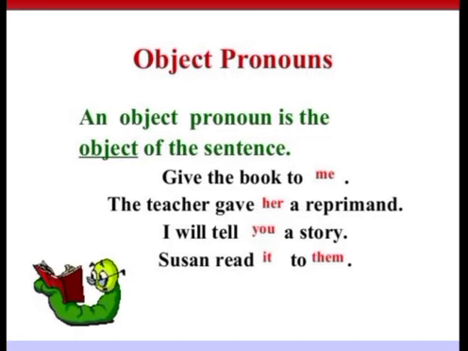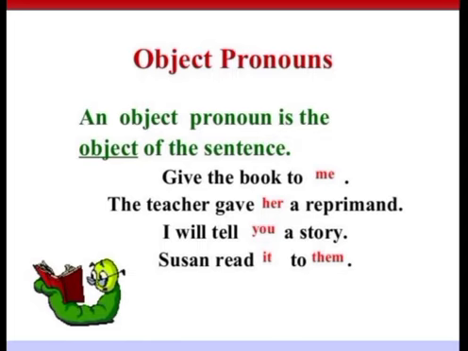"The teacher gave her a reprimand." The teacher is the subject and "gave her a reprimand" is the predicate. So in that, "her" comes in the predicate part. So it is the object pronoun. Now let us see the third sentence. "I will tell you a story." Now in this sentence, you can see there are two pronouns, "I" and "you." But "I" being in the subject, it is the subject pronoun, and "you" has come in the predicate part, so it is an object pronoun.